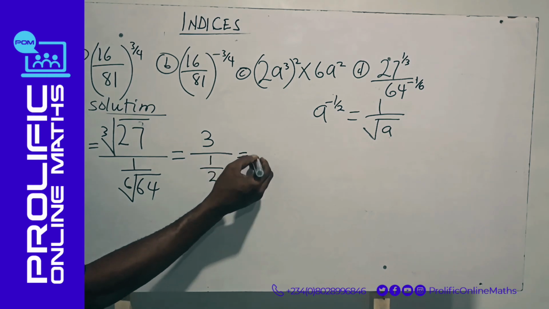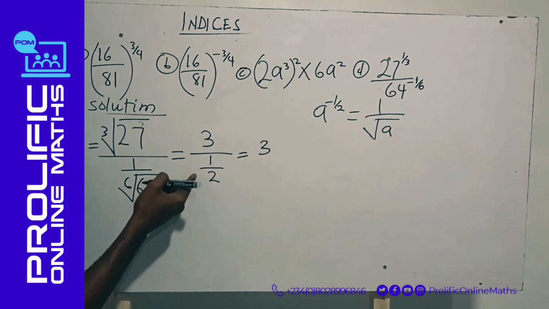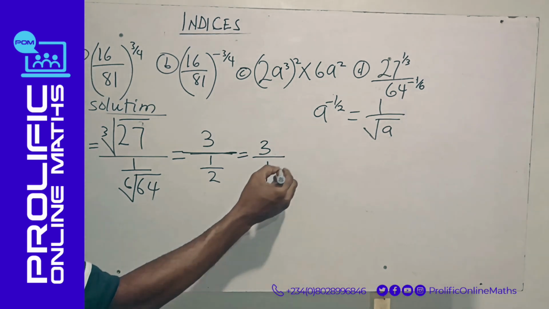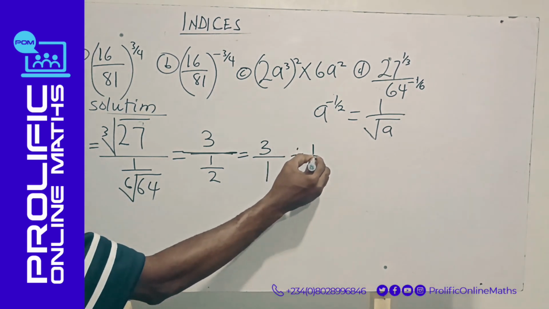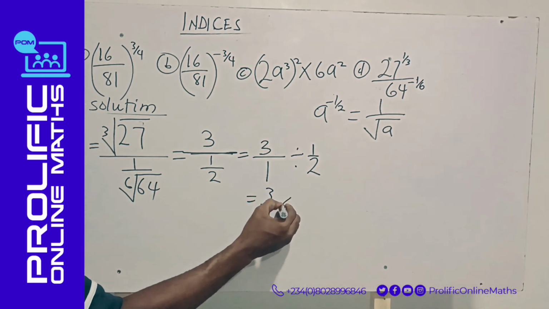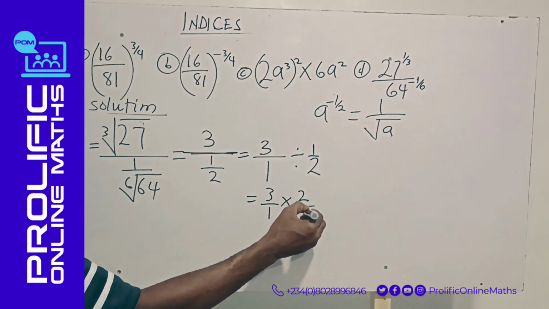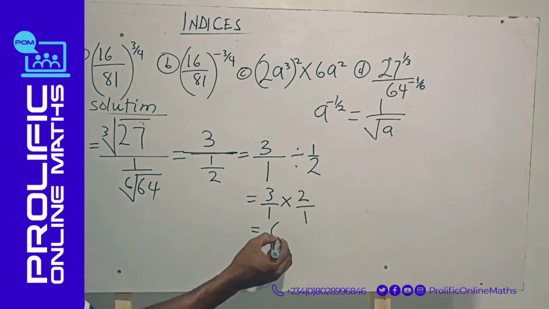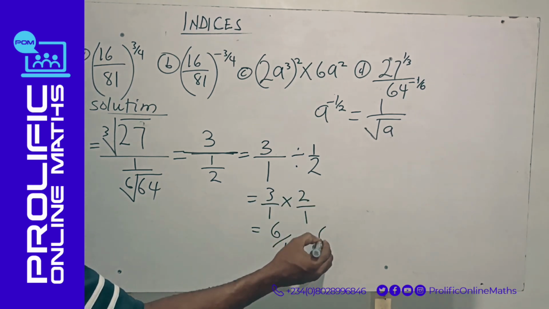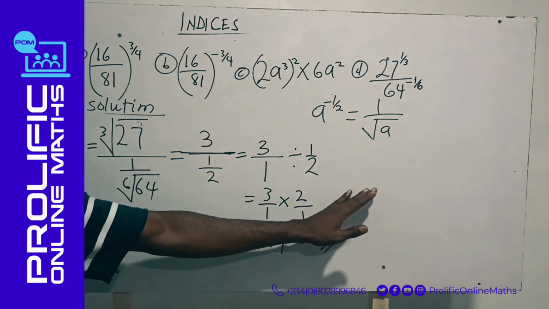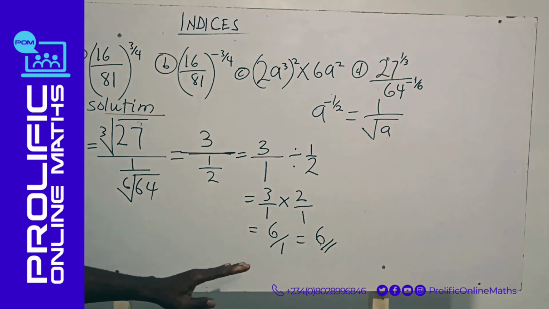So we can further express it as 3 all over 1 divided by 1 all over 2. So that will give us 3 all over 1 multiplied by 2 all over 1. So that will give us 2 times 3, 6. 6 divided by 1 gives us 6. So that's our final answer, and that's where we are going to stop for today.